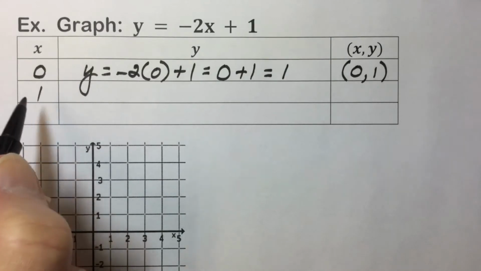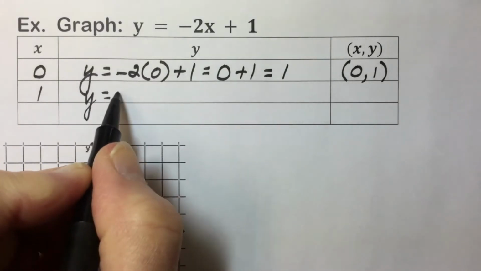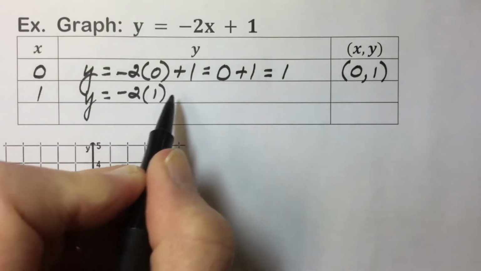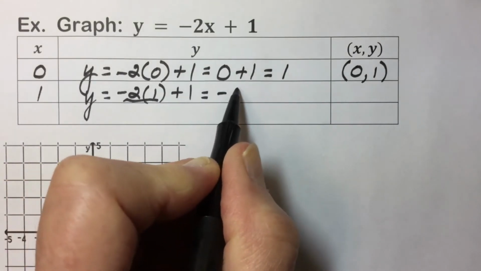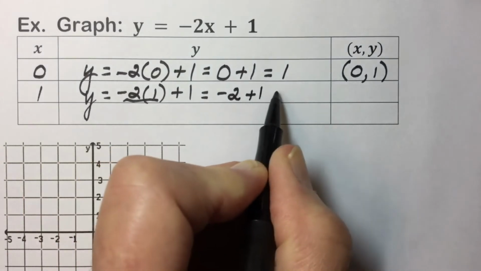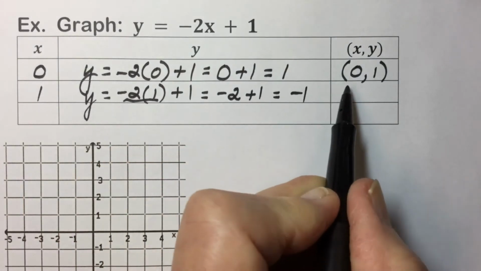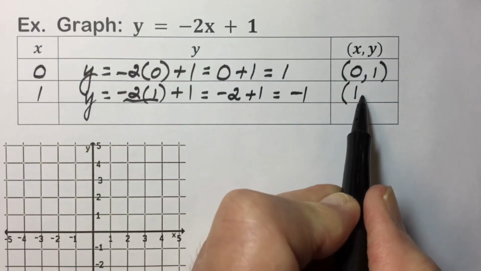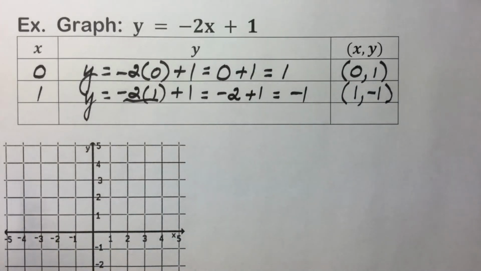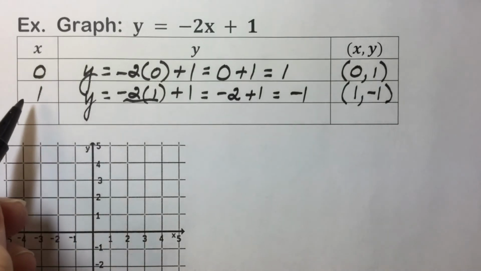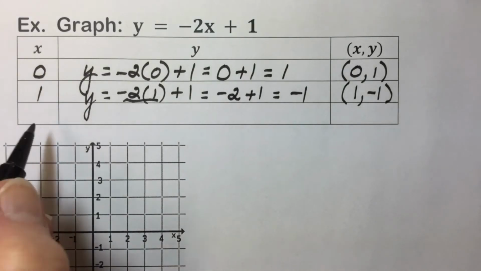Let x equal 1. Replacing x with the 1 and simplifying, we multiply first, which gives us negative 2, plus 1 is negative 1. And again, summarizing, when x is 1, y is negative 1. We can use any values. Generally, we use small values for the convenience of graphing them.